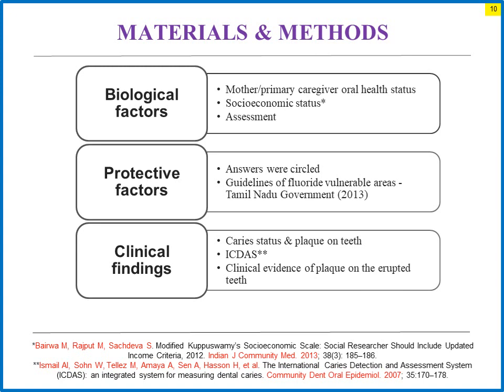Other questions were assessed orally by obtaining the answers from the mother or caregiver. For protective factors, we have 4 questions in which all the answers were circled based on the parent's answer, except for the first one, where the guidelines of fluoride vulnerable areas released by the Tamil Nadu government in 2013 were considered, since all the included participants were residing in Tamil Nadu since birth.